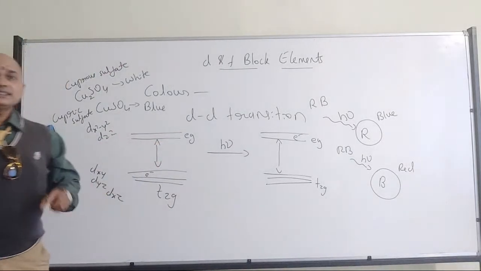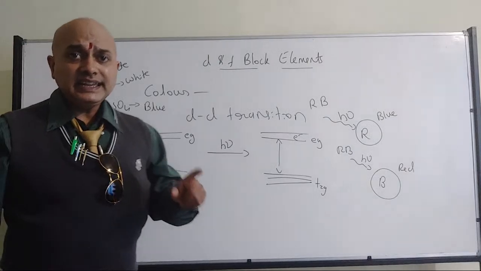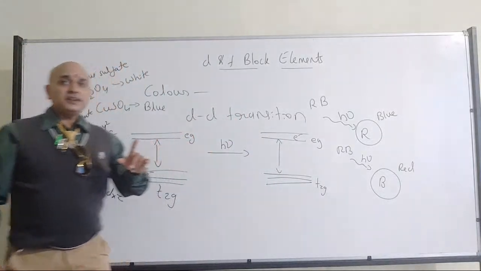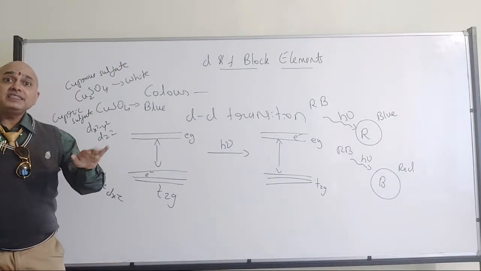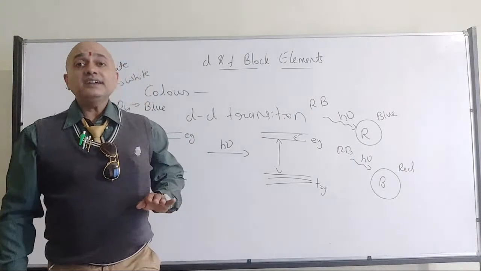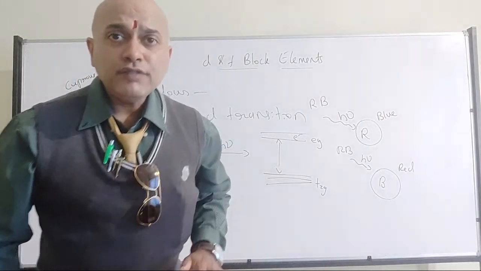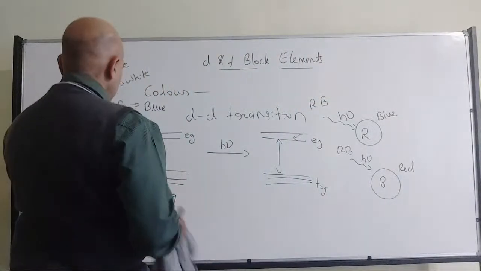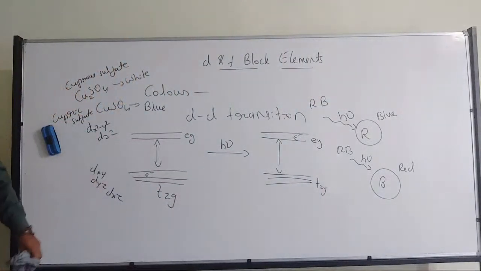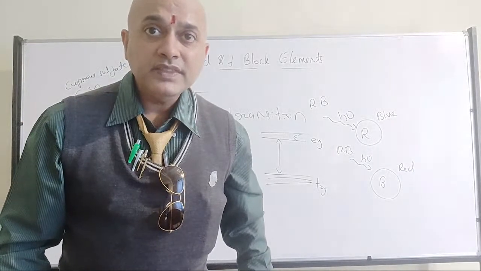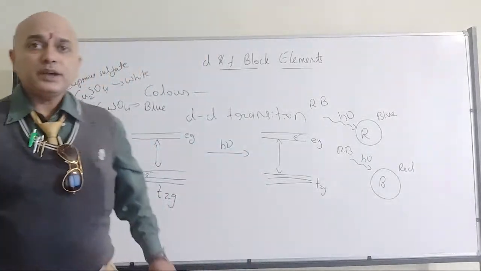One word answer is, it is due to d-d transition. That means movement of the electron at different energy levels within the d orbitals. That's why it is called d-d transition. All of you have understood? So due to the presence of d-d transition, these transition elements form colored compounds. Fine? Any doubts up to here?